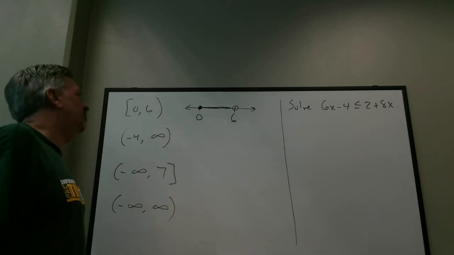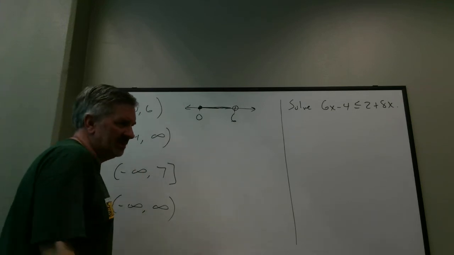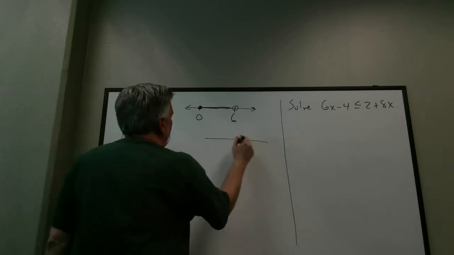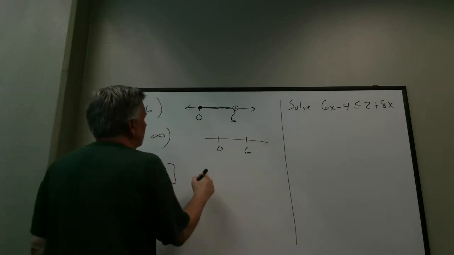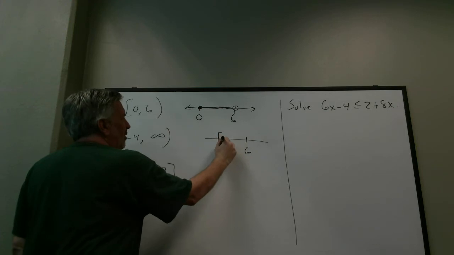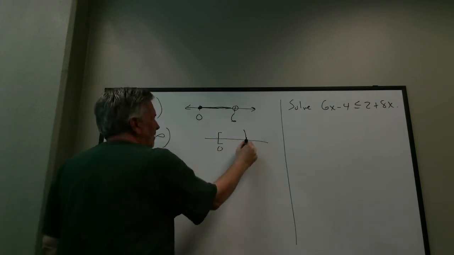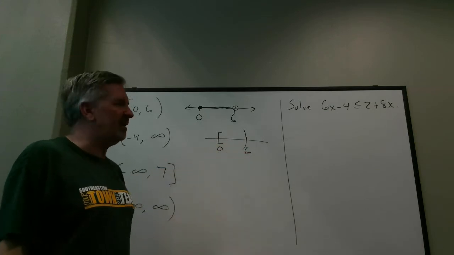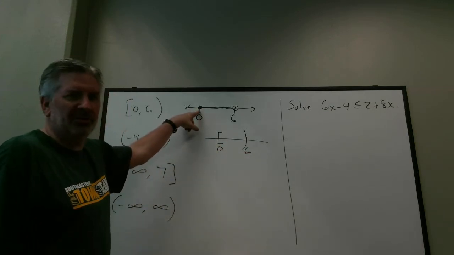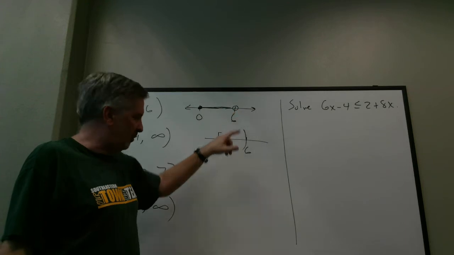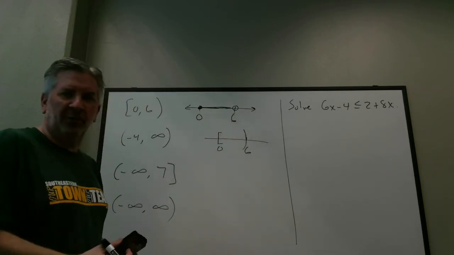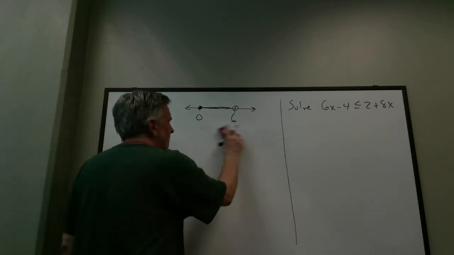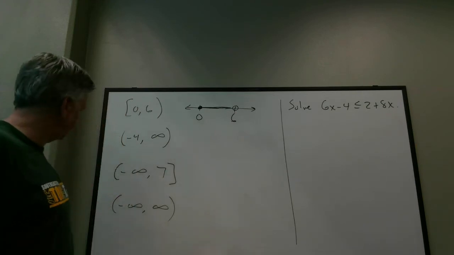Now I will tell you in the book, and I've never seen this before, I don't know why they're doing it this way. On a problem like this, they're putting a bracket on 0 and a parenthesis on 6, which is not how you graph things on the number line. If you include, put a solid circle, and if you don't include, put an open circle. I've never even seen this before in a book, so don't do that. Okay, let's do the next one.